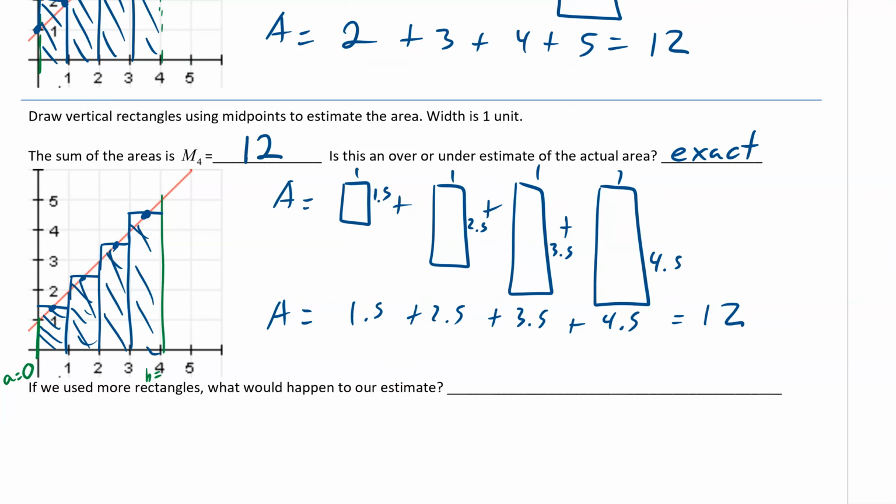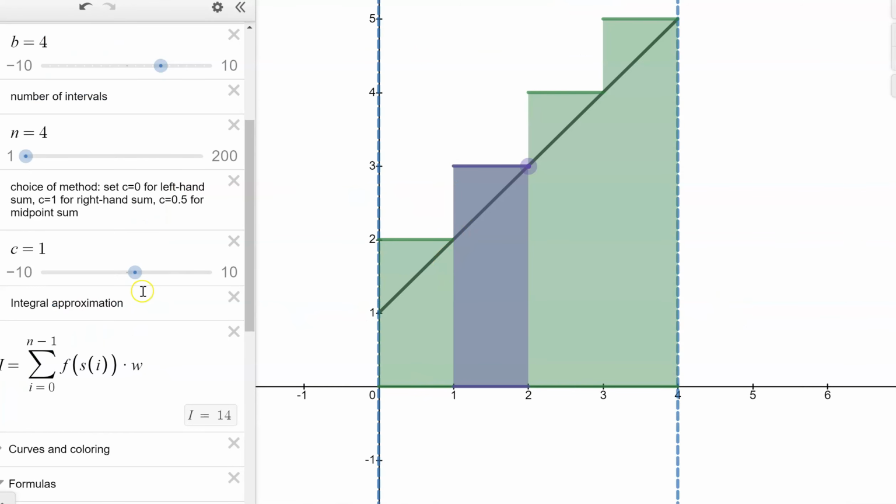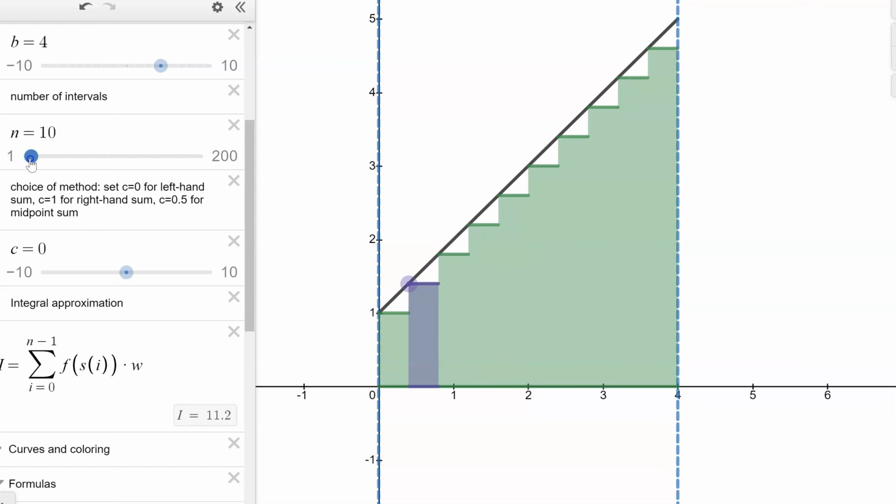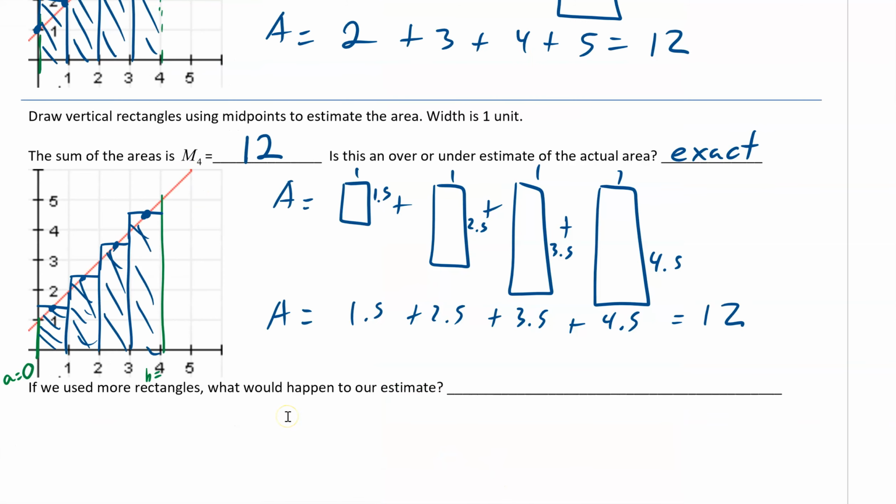to find our estimate. So let's take a look here. There's our midpoint, or that's our left, our right. Sorry, let's go back to our left. What would happen now if I use more rectangles? So you can see it looks like it's filling it in, right? The underestimate is less of an underestimate. So if you use a lot of rectangles, it's going to give you a much better estimate. This will be really, really close with 200 of them. So if we use more rectangles, our estimate gets better. We get a better estimate.